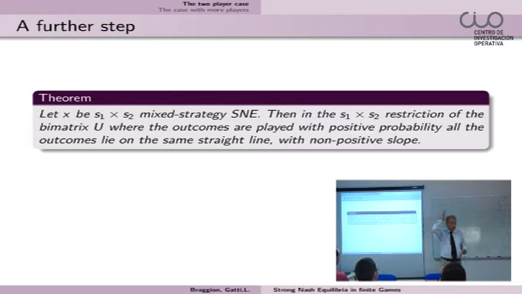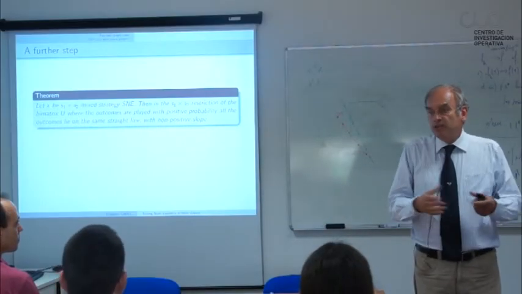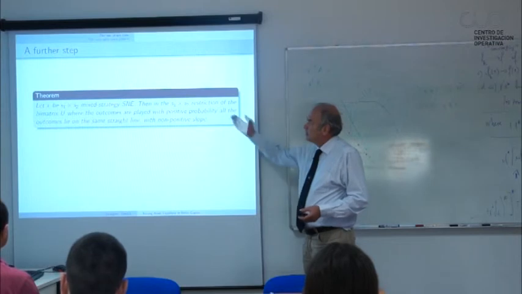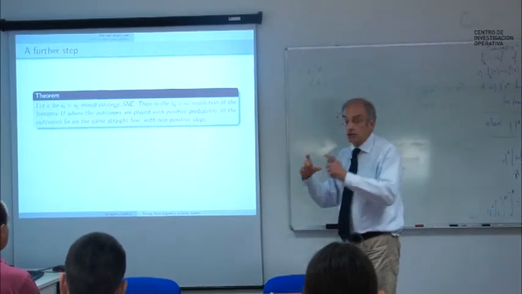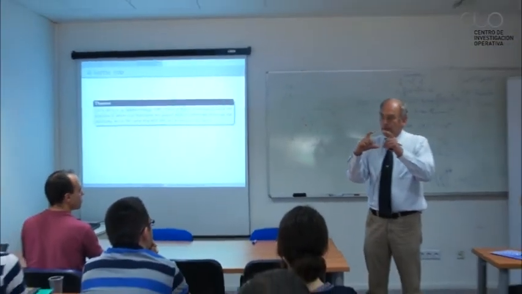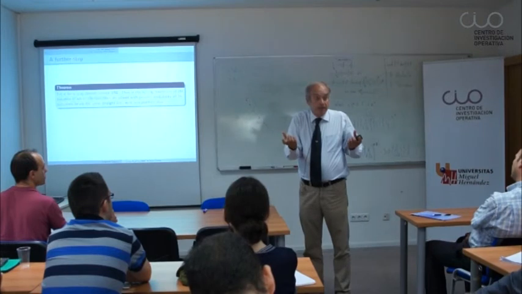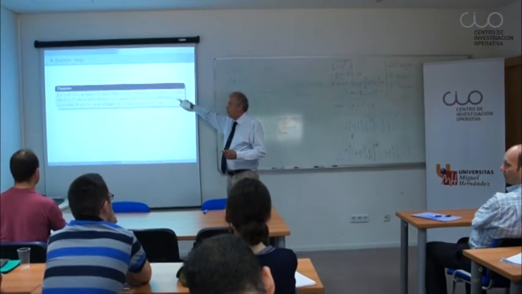Well, you could tell me, you know some algebraic stuff, that there are very few games in which the equilibrium is in fully mixed strategies. There are some algebraic constraints, so almost never do you use fully mixed equilibria. But this theorem, which is a consequence of the previous one, is obvious. The restriction of your bimatrix to the support of the strategies must fulfill the same theorem.